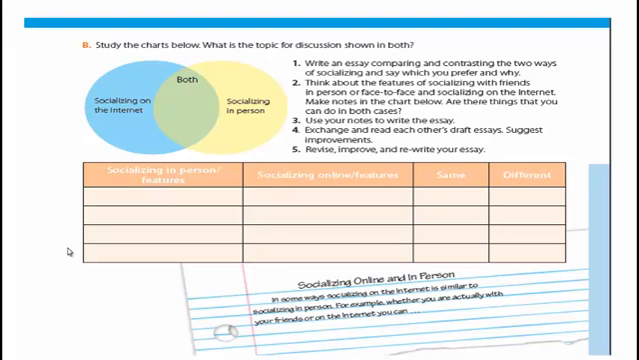Okay. Well, socializing online and in person. This is the title. In some ways, socializing on the internet is similar to socializing in person. For example, whether you are actually with your friends or on the internet, you start getting the shared points between the two kinds of socializing, and then you can discuss their differences and conclusively you give your own personal view about this topic. So this is your assignment, okay? To write a good essay about socializing on the internet and socializing in person. A good comparative essay.